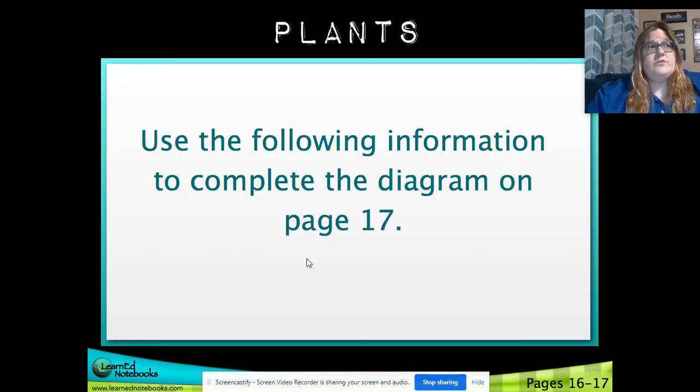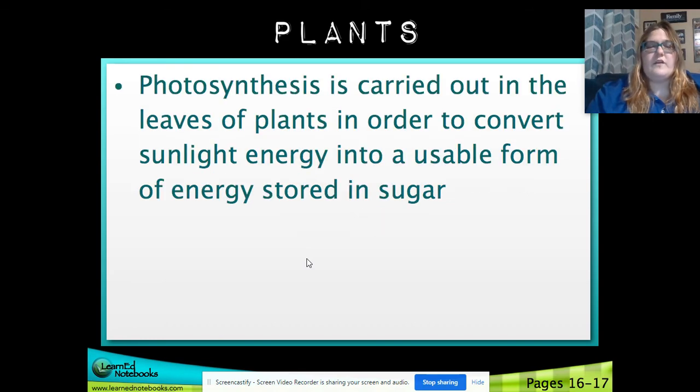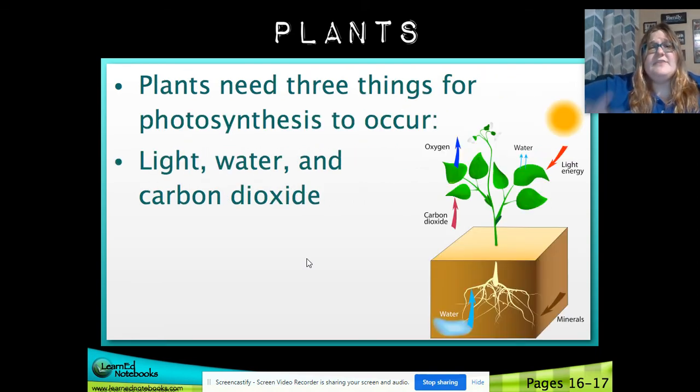So we're going to go through the slide. The last part on each side has a slide about photosynthesis and a slide about cellular respiration. That's really kind of what I want you to write down in that Venn diagram. But if there's other things you want to write in the notes or areas, you can do that as well. So photosynthesis is carried out in the leaves of the plant in order to convert sunlight energy into a usable form of energy that they store in sugar. They need 3 things for photosynthesis to occur. You need light, water, and carbon dioxide, what we breathe out.